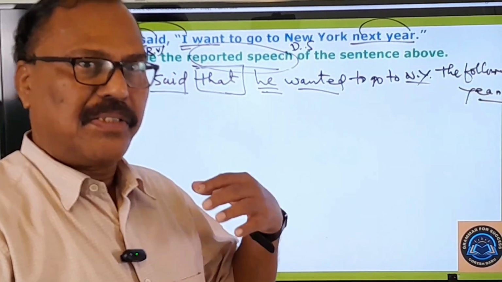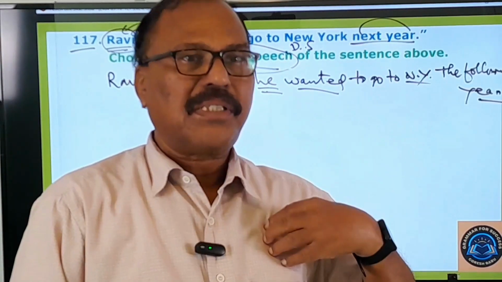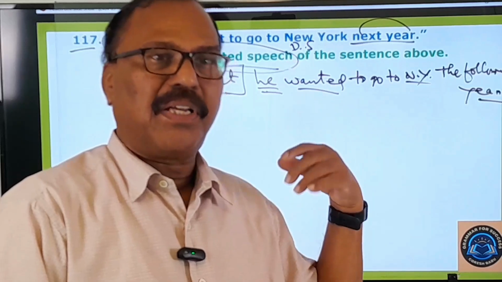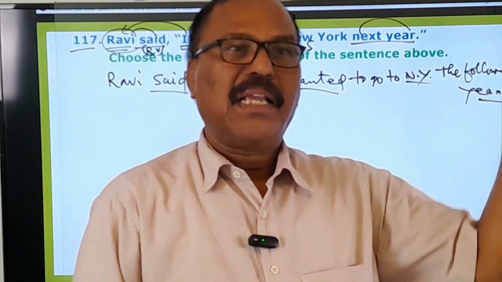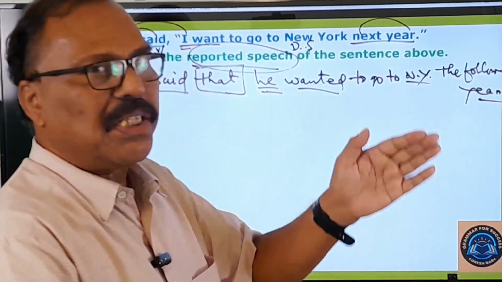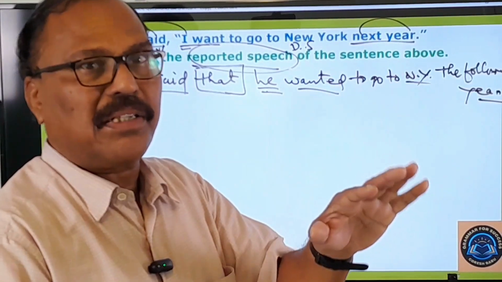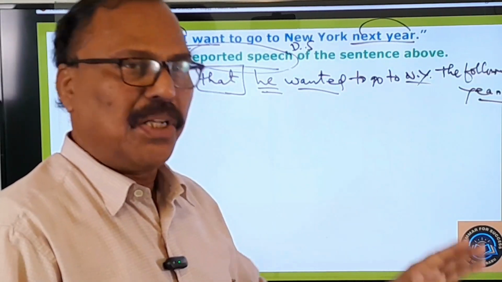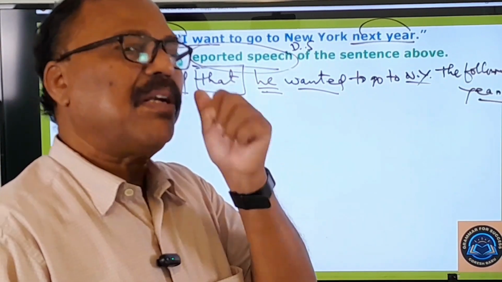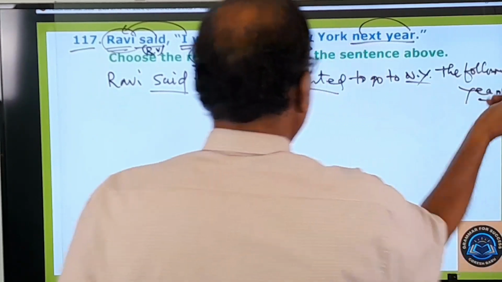Because if there is this in the direct speech, in the indirect speech it should become that. This, these, those. Today, that day. Yesterday, the previous day. Tomorrow, the next day. Next year, the following year. Something like that. So all these words are changed from direct speech to indirect speech. If they occur, you must change them like that. So all those rules I have mentioned in those 4 or 5 videos I have made on direct and indirect speech. Please watch all of them. Wonderful videos I have made. So here, he wanted to go to New York the following year. This must be your answer.